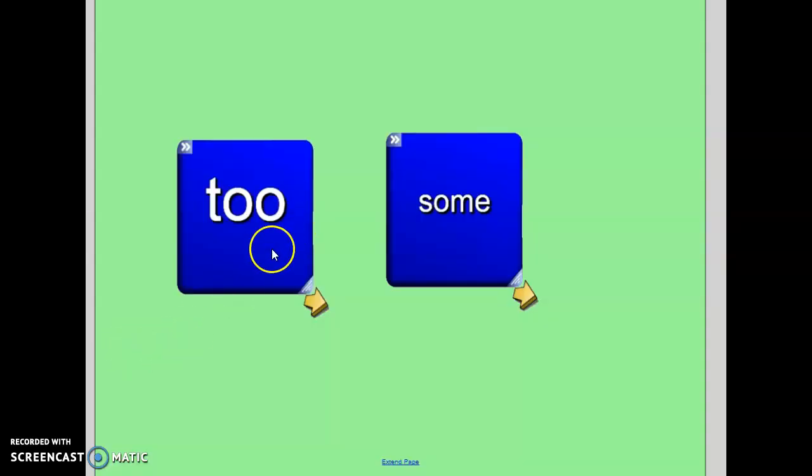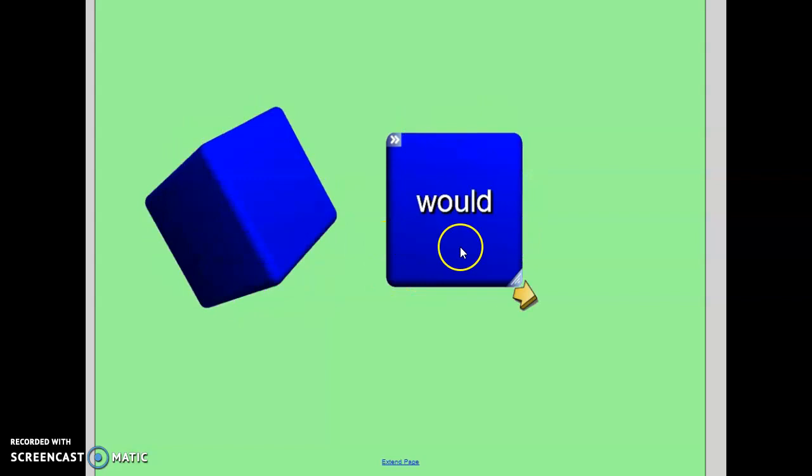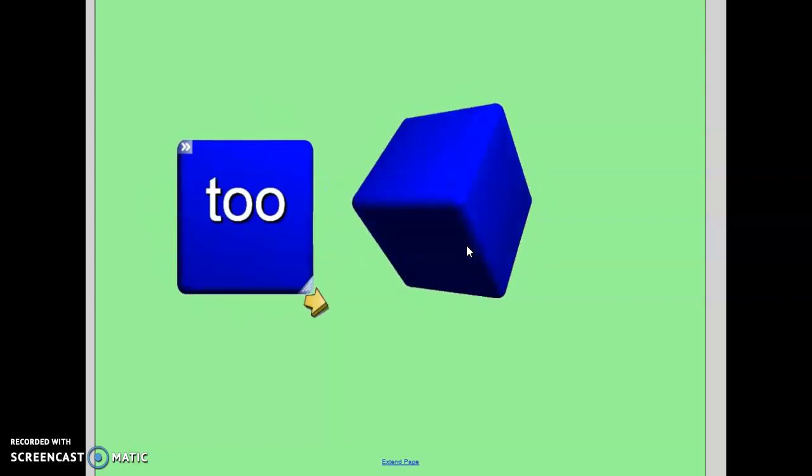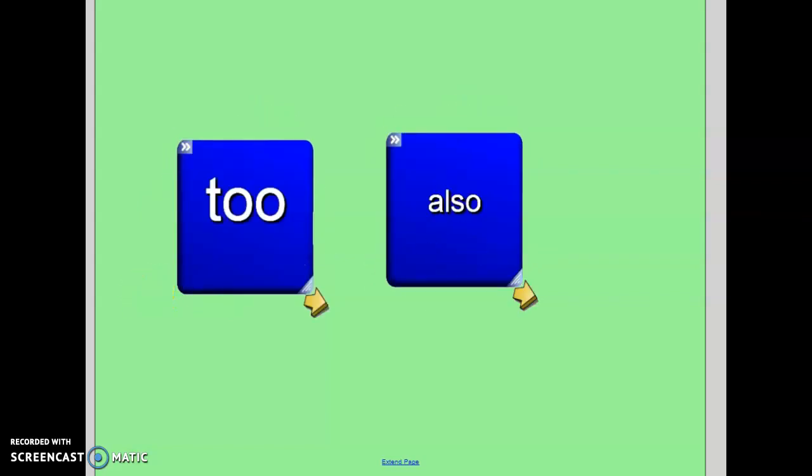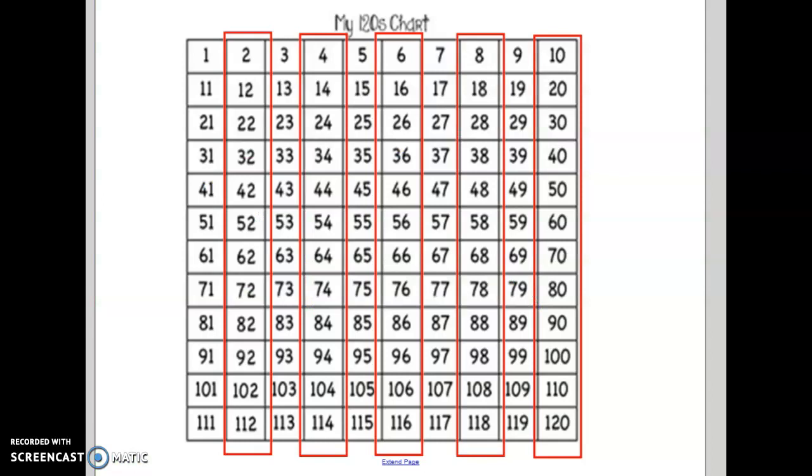Words you should know, here we go. Try, come, my, would, to, also. We are counting by twos today.